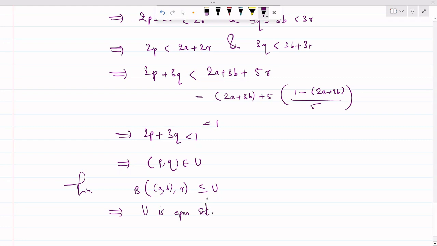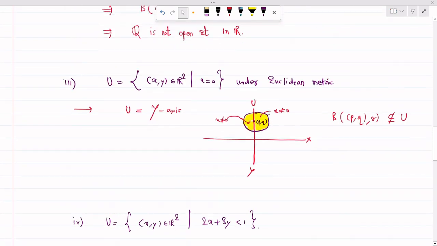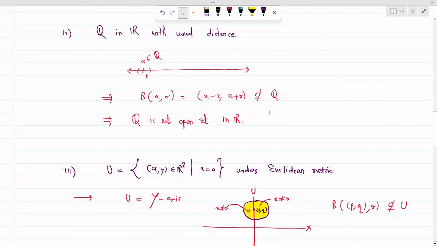So likewise, we can identify whether a given set is an open set or not. Okay, so that's all in this lecture. Thank you.